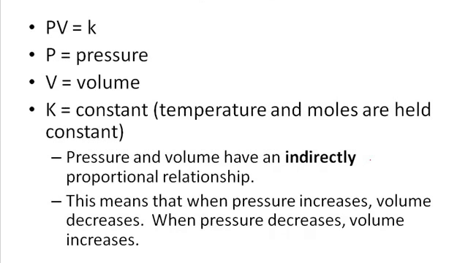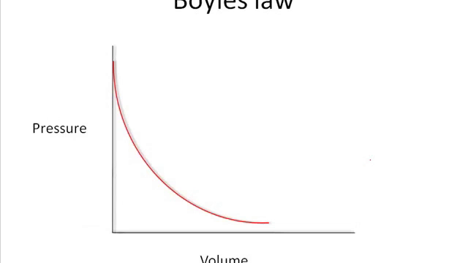So let's get started with Boyle's law. Boyle's law has PV equals K, where P equals pressure, V equals volume, K is a constant. What this says is that pressure and volume are inversely proportional with each other, which means that when pressure increases, volume decreases. When pressure decreases, volume increases.